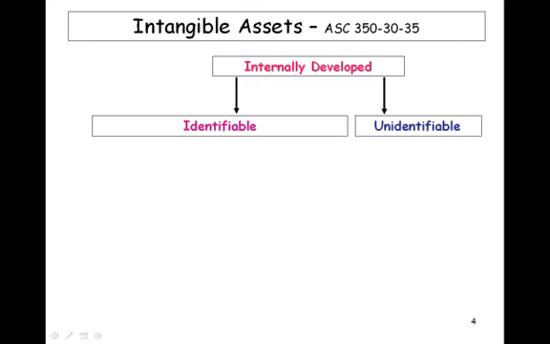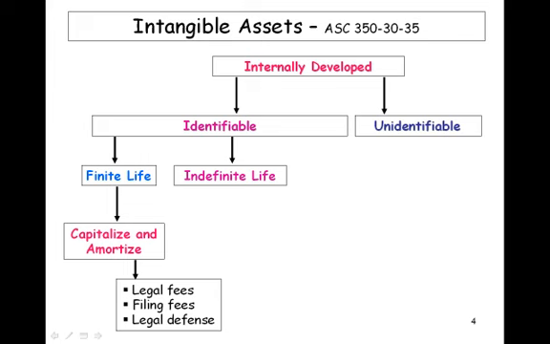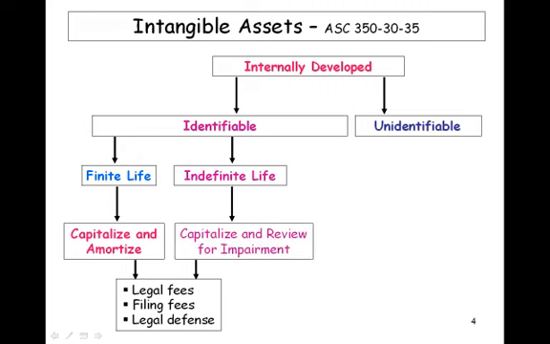Internally developed intangibles are also separated into identifiable and unidentifiable, and further into finite and indefinite life intangibles. Finite life internally developed intangibles are capitalized and amortized. However, the only costs that are permitted to be capitalized are legal fees, filing fees, and costs to litigate over copyrights, patents, and trademarks. Indefinite life internally developed intangibles are capitalized and reviewed for impairment. However, these costs are also limited.